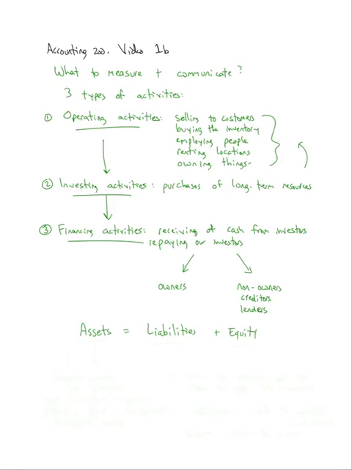The basic accounting equation is assets equals liabilities plus equity. Now, what does this mean? Assets are all the resources owned by a business. So we can think of a business owning lots of different types of resources.